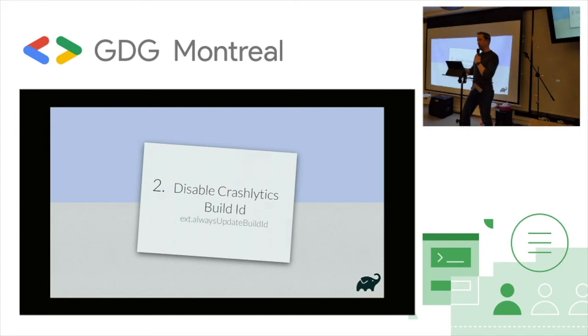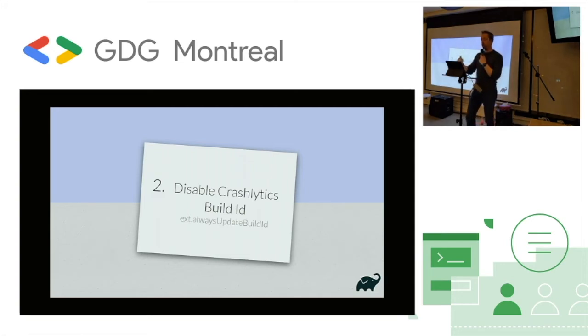I don't know if any of you uses Crashlytics. It's really, really useful. But one thing that they do is they generate a new build ID every time you press play, basically every time you build using Gradle. There's a way to disable that, because every time you generate a build ID, it's going to change your Gradle file, and then you have to resync, and it's going to just take more time.